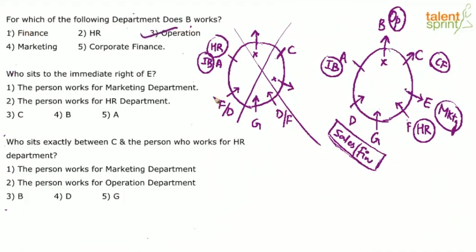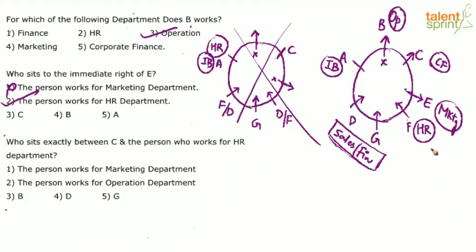Option 3. Who sits to the immediate right of E? Where is E? E is here. Moreover, the direction of A is also not known. A is facing inwards or outwards is not known. Anyway, who sits to the immediate right of E? E is facing outwards, so right should be clockwise. So immediate right of E is F, who works in HR department. The person working for marketing department, no. The person working for HR department, yes. Option 2.